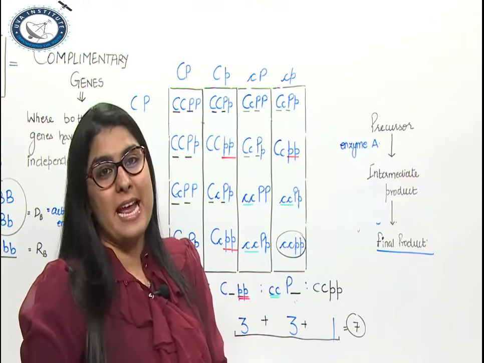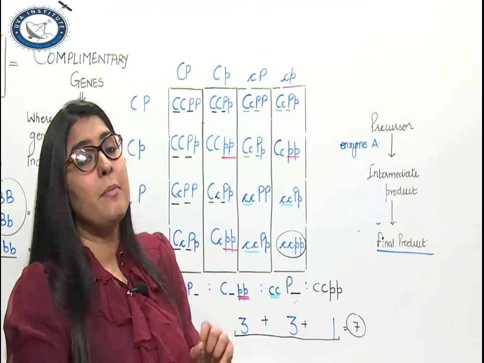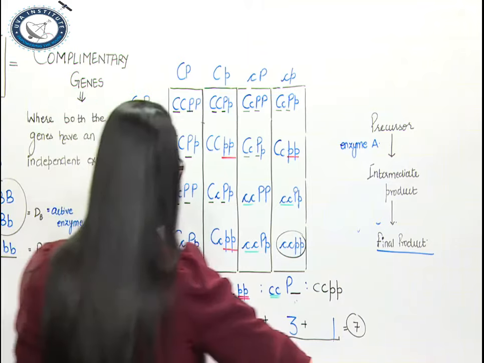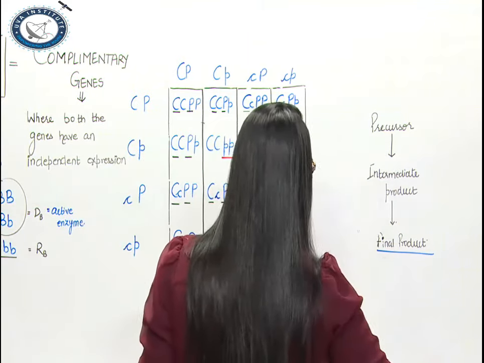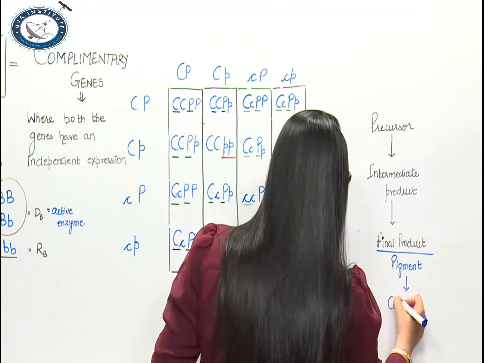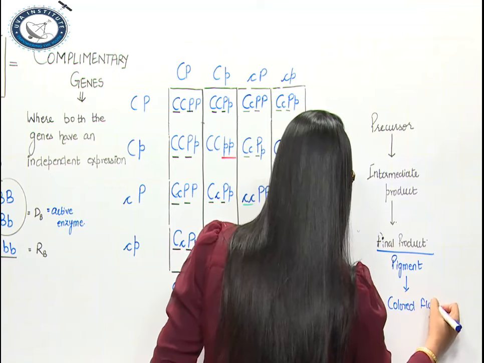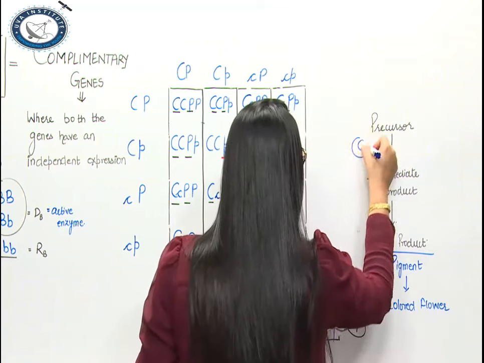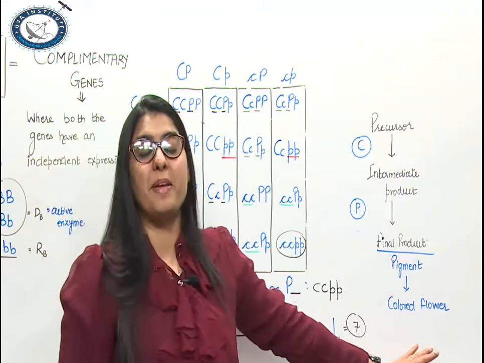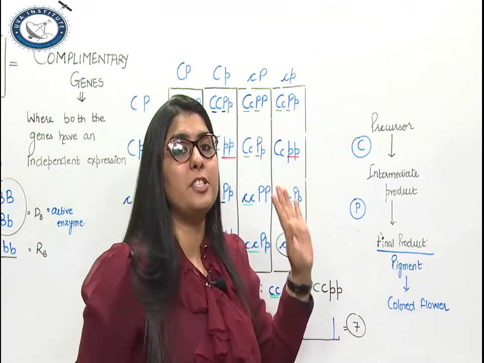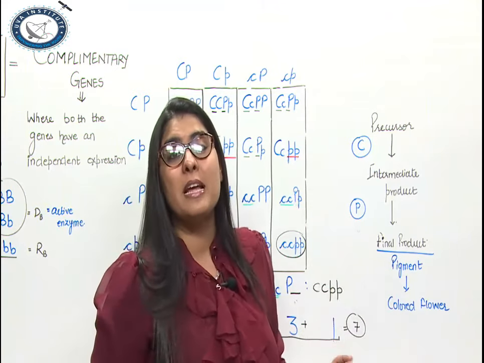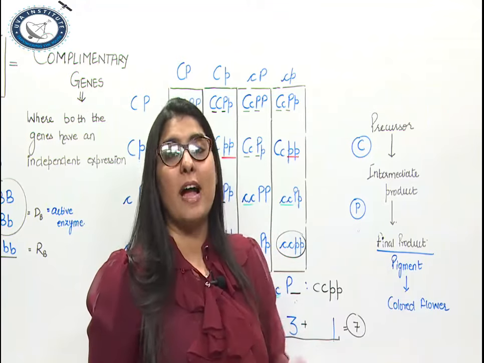Such type of inheritance, my dear, is seen in plants called sweet pea. In their flower color, we say that their final product is the pigment which is responsible for the colored flower. Where I have C gene producing an enzyme, a P gene producing an enzyme responsible for the pigment of the flower color. If either of the gene is not functioning or showing its expression in recessive condition, the pigment is not formed and the flower is colorless or white in color.